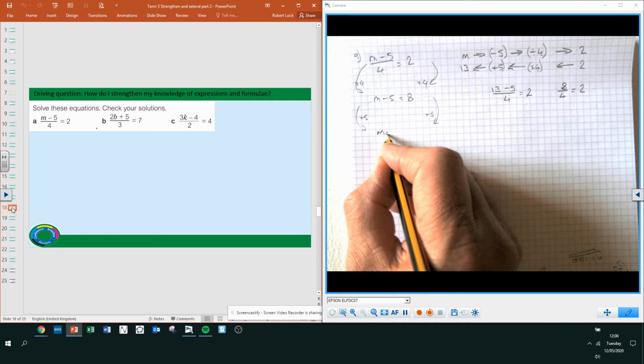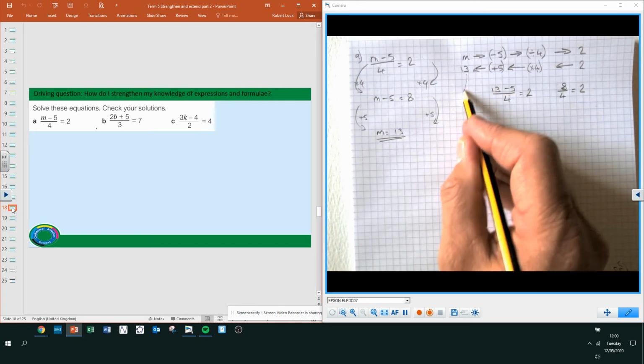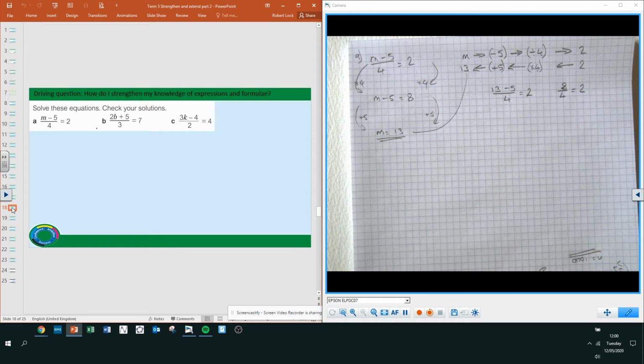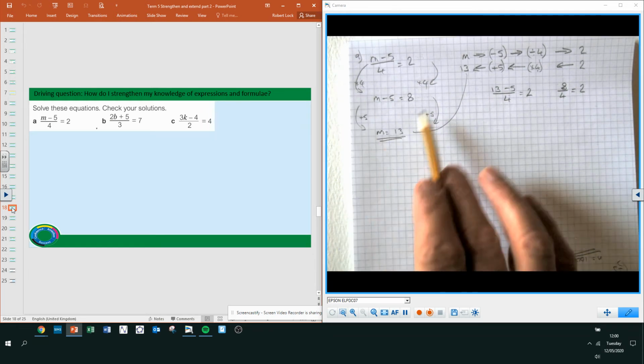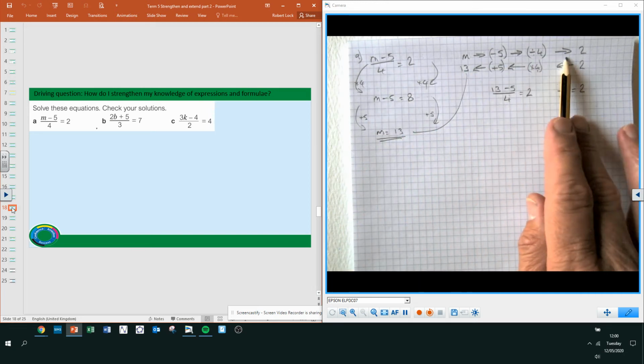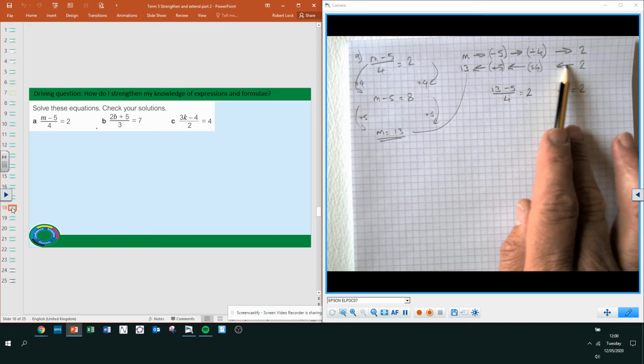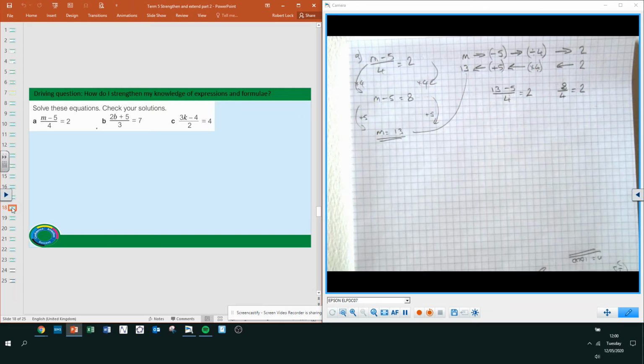So m equals 8 plus 5, 13. Which is the answer we got there to there. Both tell a story. Here we do it naturally. Here we work out what's been asked of us, and we go back on the story. That's going forward to the story and going back on the story. Here we're using the same thing.